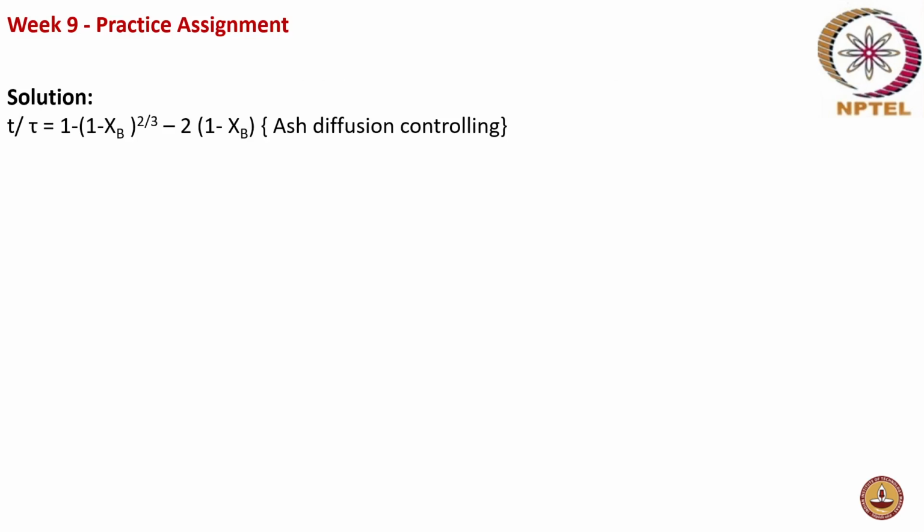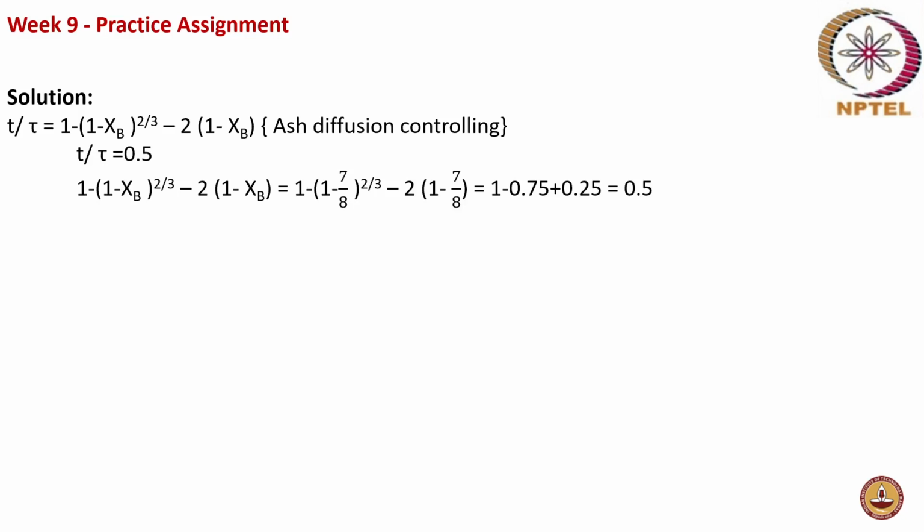So t by tau is equal to 1 minus of (1 minus xb) power 2 by 3 minus 2 into (1 minus xb). Here we know t by tau is 1 by 2, that is nothing but 0.5. So we have to substitute the value of xb, which is 7 by 8. So that is equal to 1 minus of (1 minus 7 by 8) whole power 2 by 3 minus 2 into (1 minus 7 by 8). So that will give you the expression value to be 0.5.